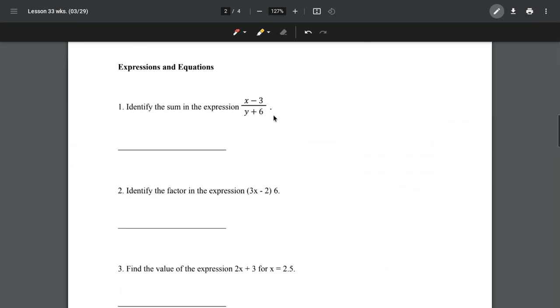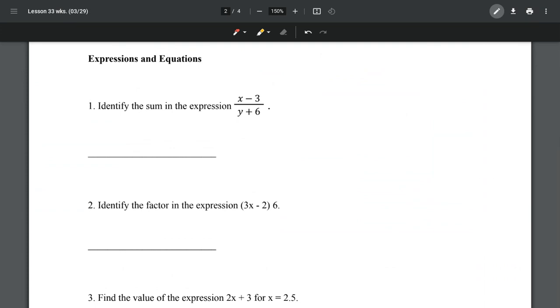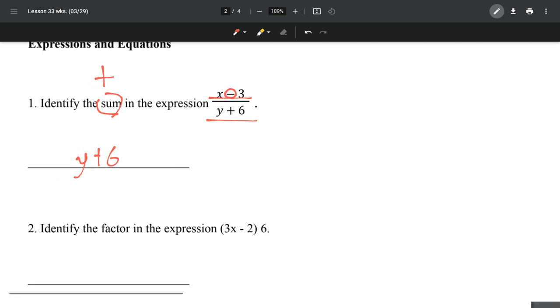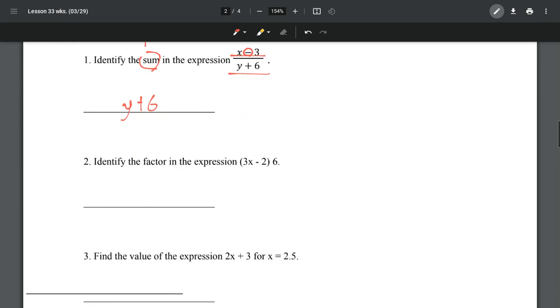Let's look at number 1 together. We're asked to identify the sum in the expression x minus 3 over y plus 6. Whenever we see the word sum, we always think of plus, right? So it's kind of obvious that our sum is y plus 6. And the numerator is going to be the difference. So x minus 3, since there is a minus, that's going to be the difference. That's it for number 1.